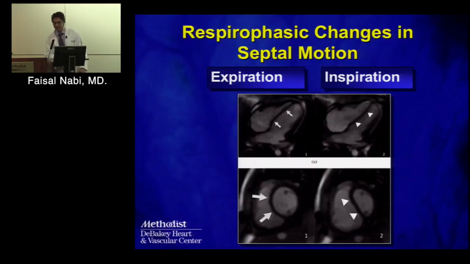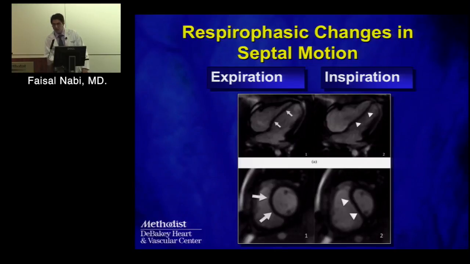And then, of course, the classic thing that we all want to identify to give us a lot of confidence in our diagnosis is to show the respirophasic changes in septal motion. So here's a 4-chamber and a short axis of the heart, and let's just take a look at expiration. If you saw these images, this is a very normal-looking septum.